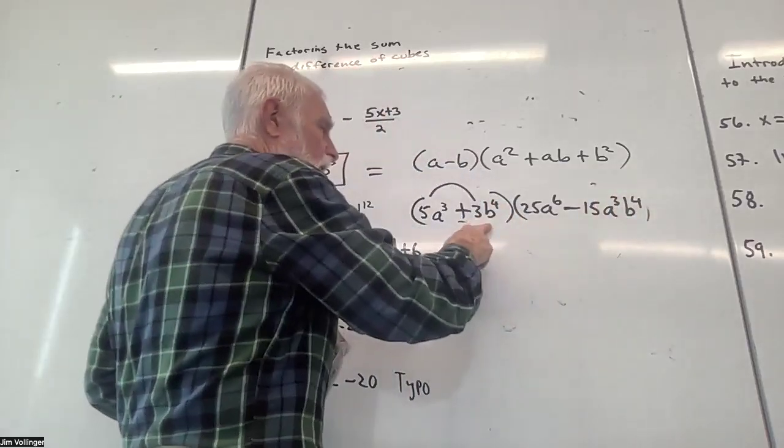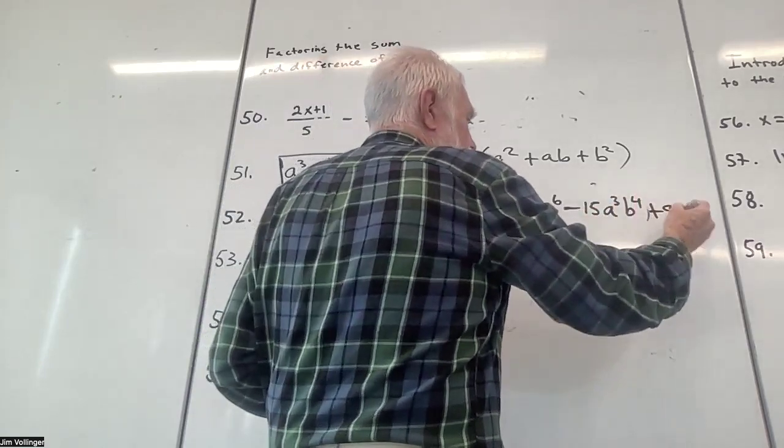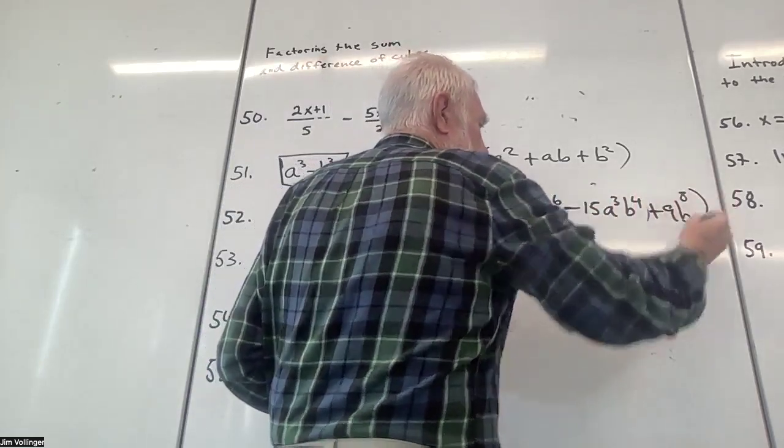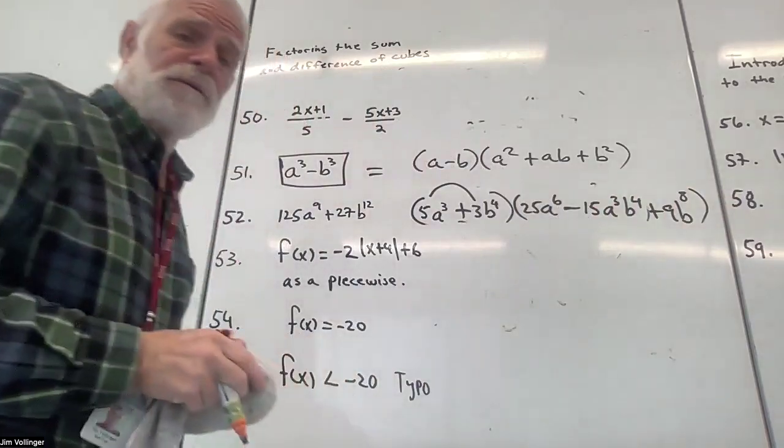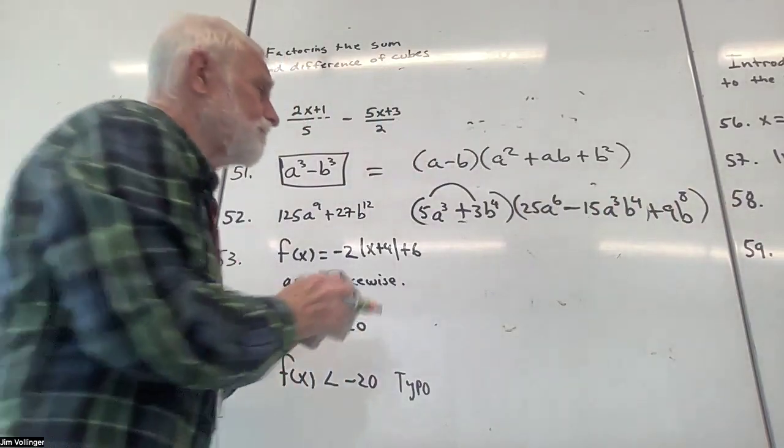And then I square the last term, 9b to the 8. It just takes a little practice. And now we're factoring the sum and difference of cubes.